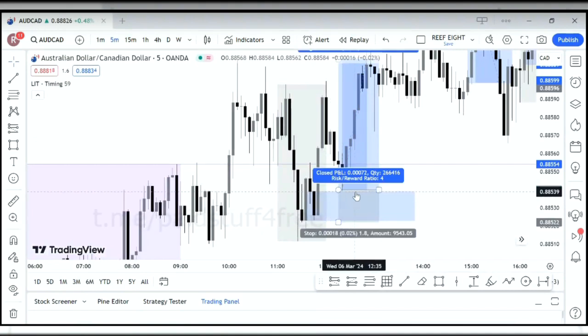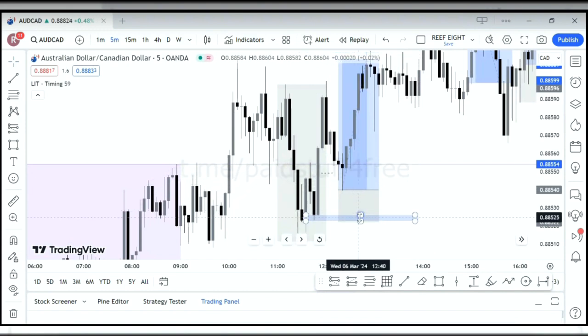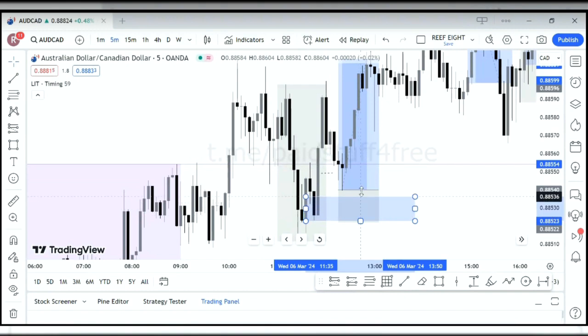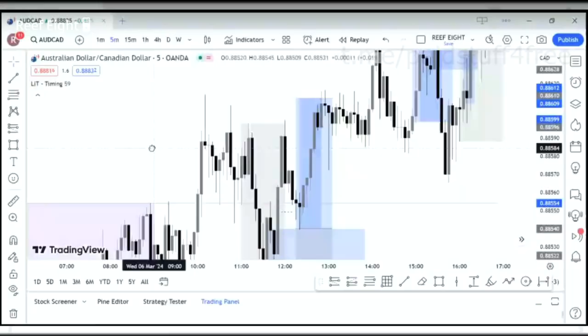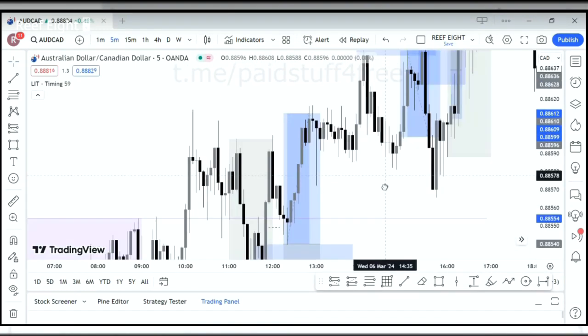Now when you sit and wait for the unmitigated wick, maybe because you want a tight stop loss and all that, you're not going to make money. Like, price is just going to leave you. So price tapped into the unmitigated order block. Then you go to the lower time frame and you find.